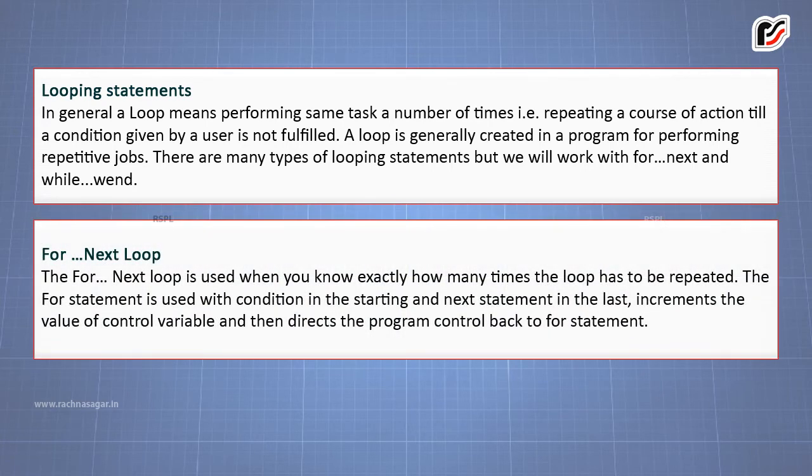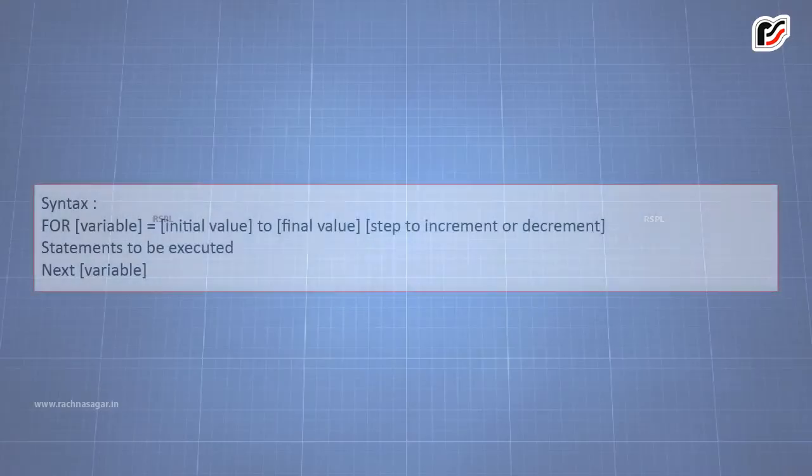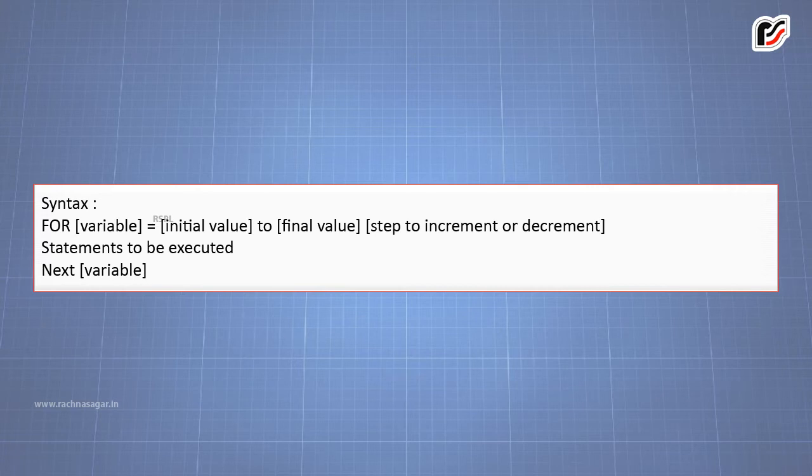For next loop. The for next loop is used when you know exactly how many times the loop has to be repeated. The for statement is used with a condition at the start and the next statement at the end. Next increments the value of the control variable and then directs the program control back to the for statement. Syntax: for variable equals initial value to final value, step to increment or decrement, statements to be executed, next variable.